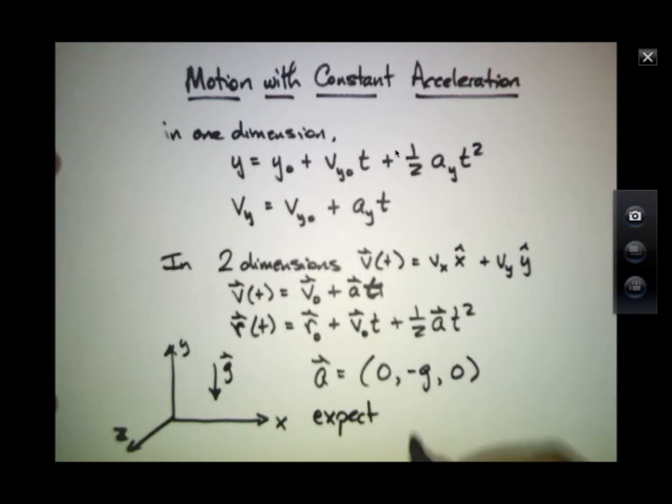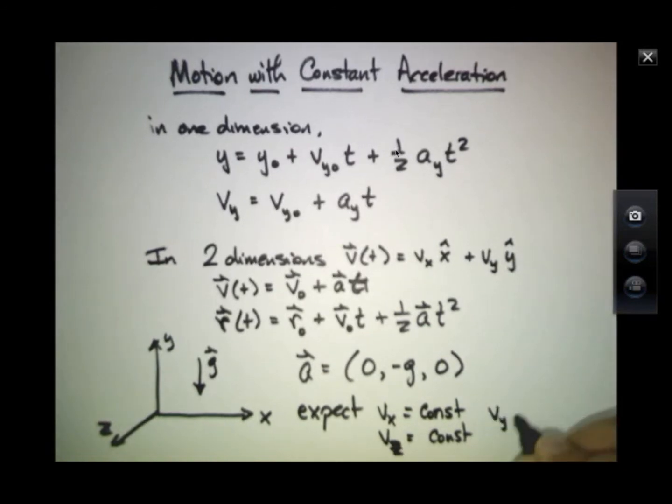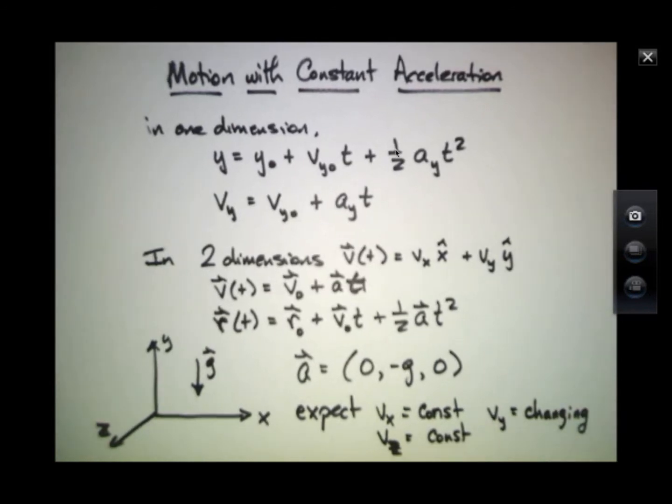In this sense, we expect that vx will be a constant, and vz is constant. Vy should be changing all the time, because only vy has an acceleration ay when we have gravity in the y direction.